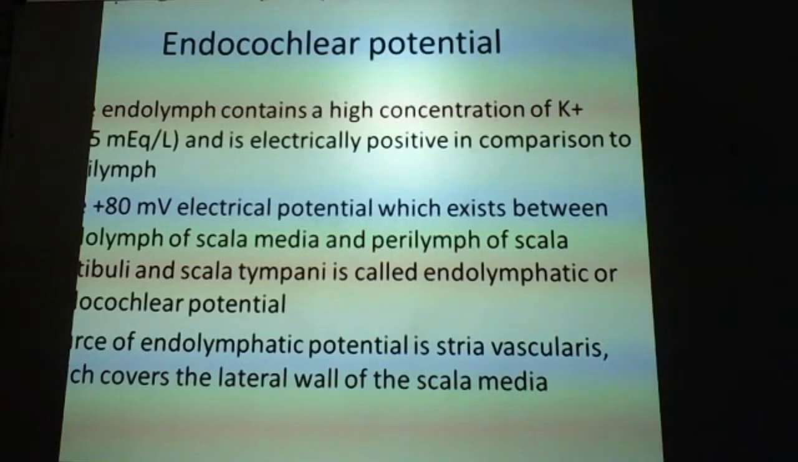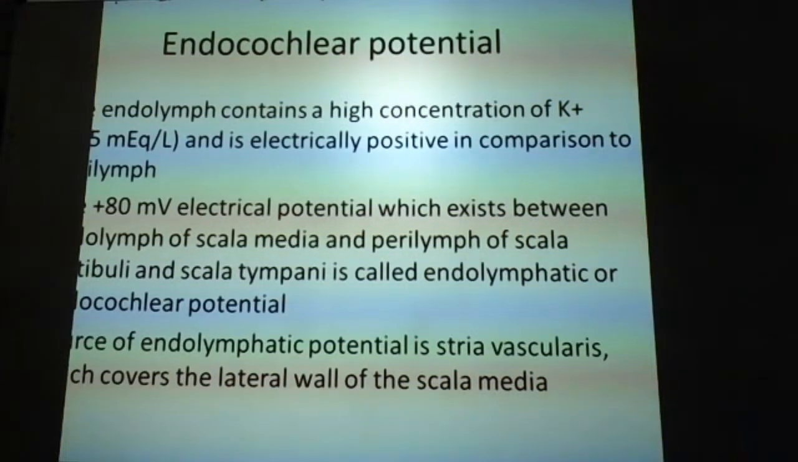There is a difference of plus 80 millivolts of electrical potential between the endolymph and the perilymph of the scala vestibuli and tympani, and it is called the endolymphatic or endocochlear potential. The source of this potential is the stria vascularis, which covers the lateral wall of the scala media. So what is the endocochlear potential? It's the endolymph, which contains a high concentration of potassium and is electrically positive compared to the perilymph.